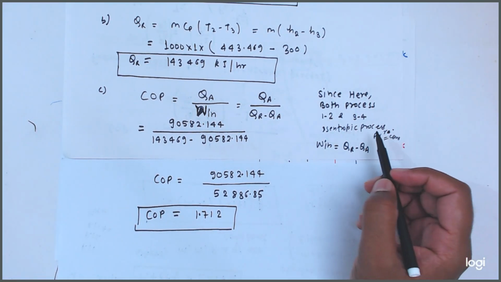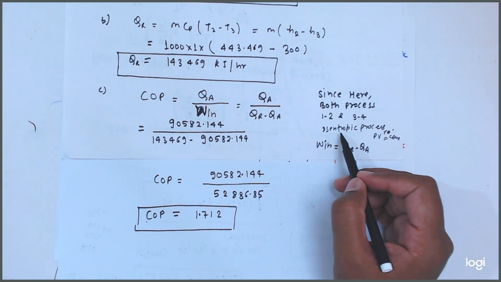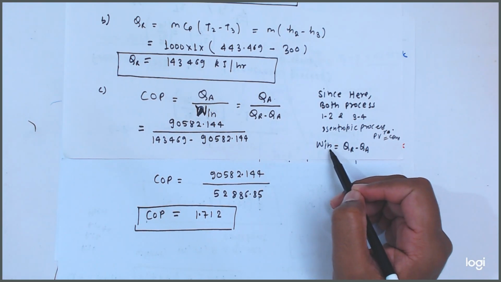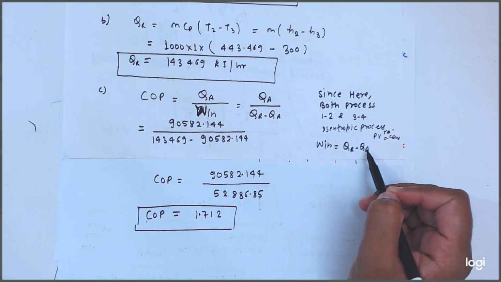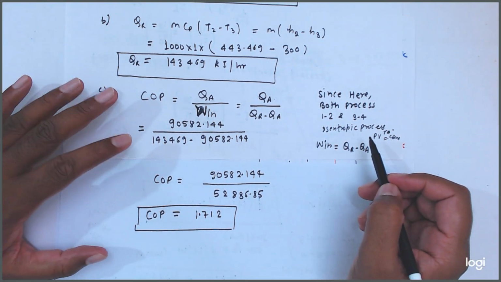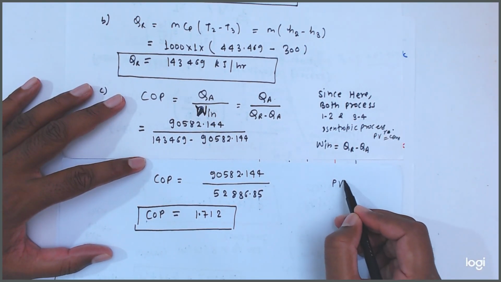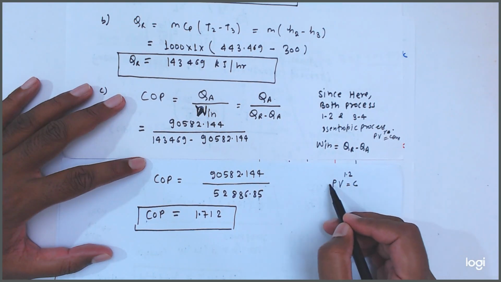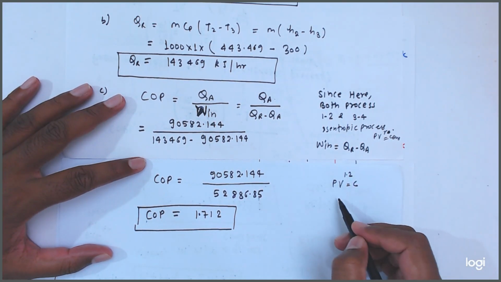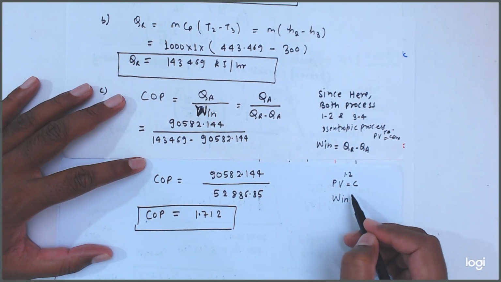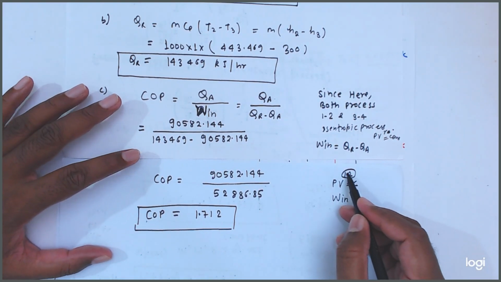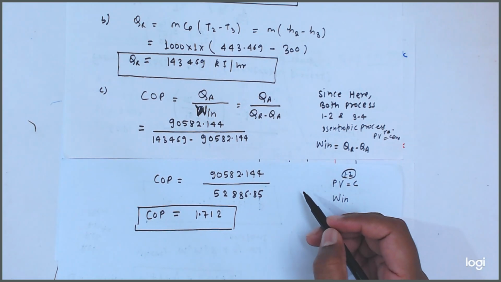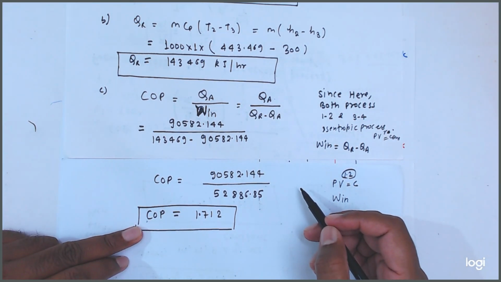Getting, friends? Just understand the concept here. Since the process is isentropic, in this case we can take work input is equal to heat rejected minus heat absorbed. Friends, what happens if it follows Pv to the power 1.2 is equal to constant? So it is not the isentropic process. So in this case we have to find work input based on this value. Okay, getting, friends? Then we can divide, then we can get the value of COP.